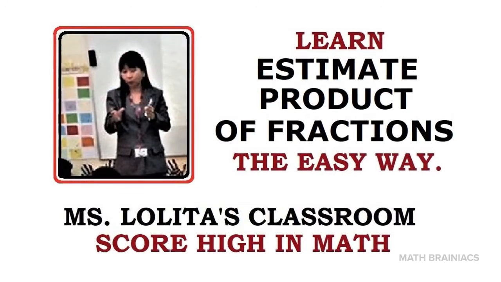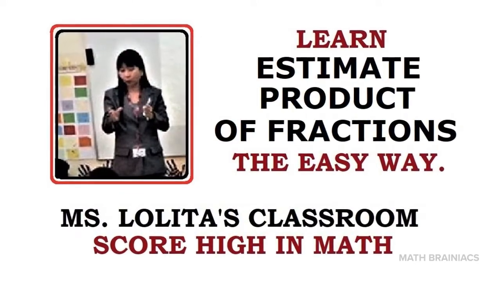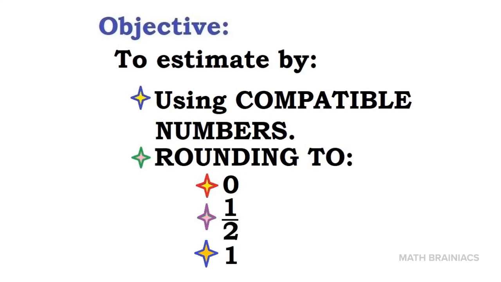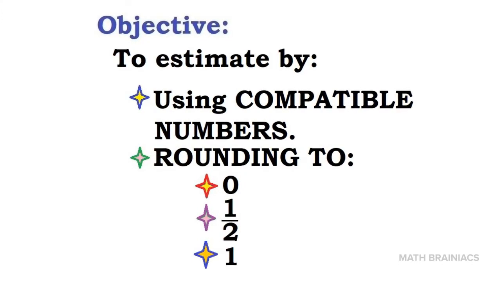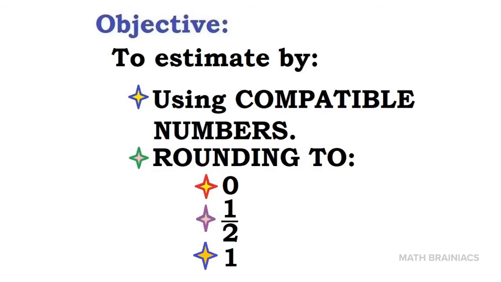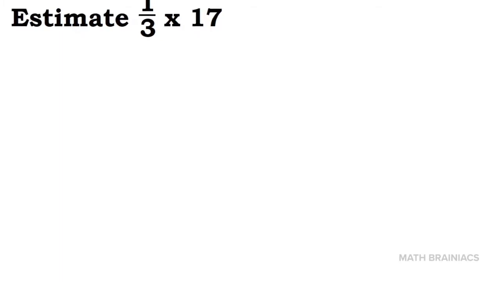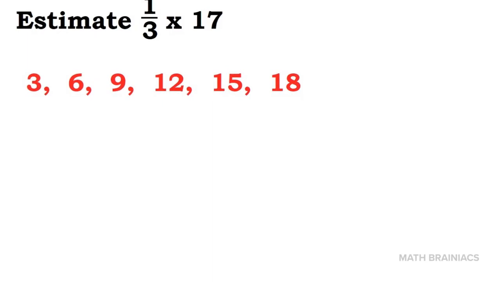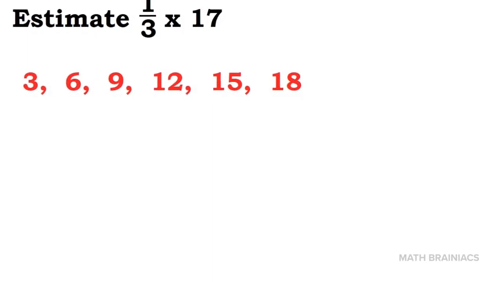Do you know how to estimate product of fractions? I am going to guide you how to estimate by using compatible numbers and rounding to 0, 1/2, and 1. Let us work on this example so that you will be guided. Estimate 1/3 times 17. The denominator of our fraction is 3, so we're going to skip count by 3.